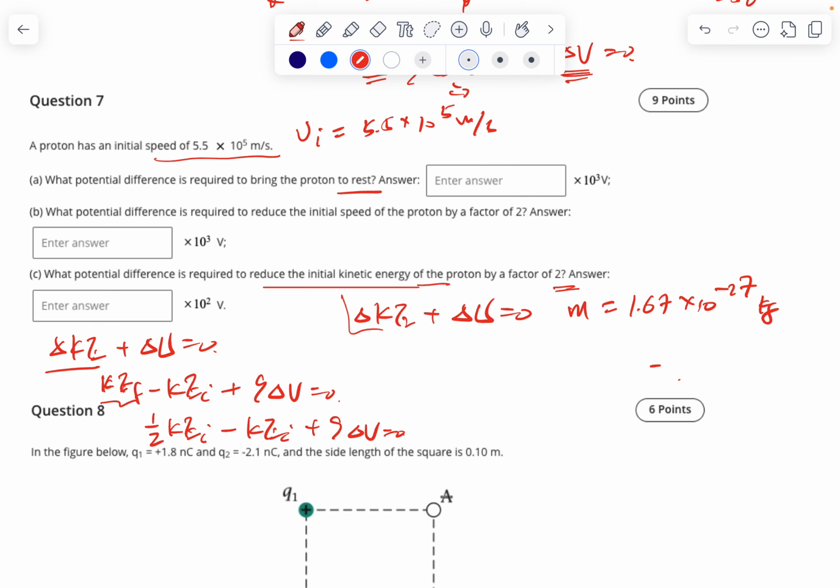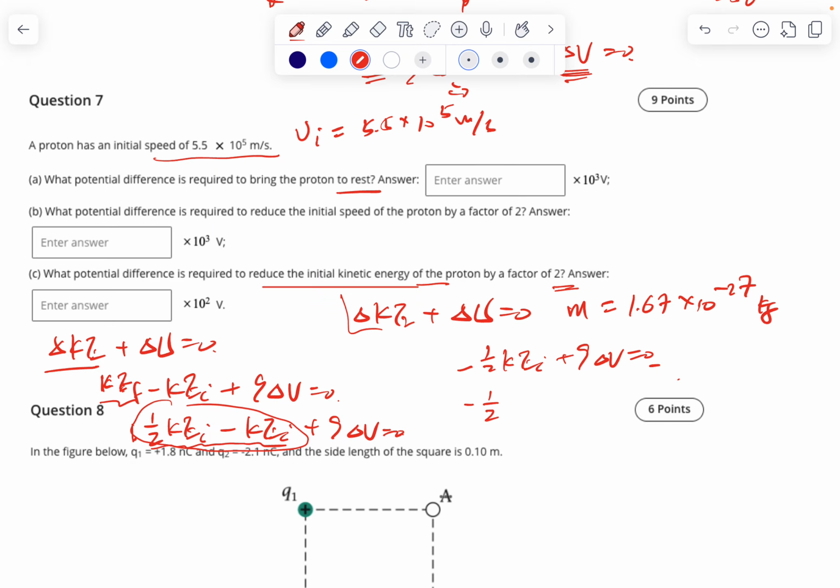All right, so this term, this one minus this one, we have negative half Ki plus q delta V equal to 0. Because you see, half of this minus Ki is half of the Ki. And what is Ki? Ki is half m vi squared, so plus q delta V is 0. We know the mass of a proton, charge of a proton, initial speed of a proton, then we can figure out what the potential difference is. All right.